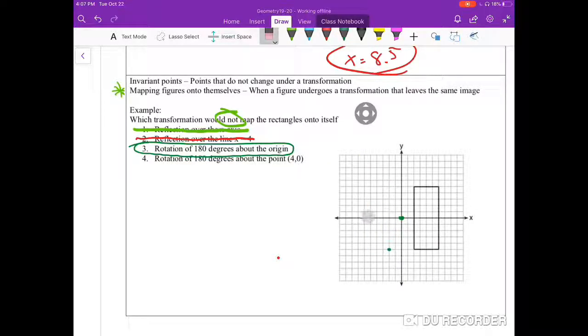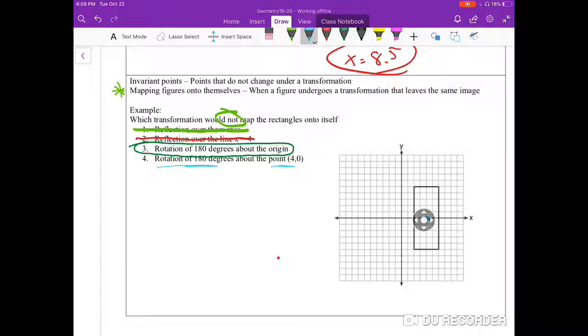Now, if we take a look at choice 4, just because we might as well look at it to make sure that we know what we're doing, rotation of 180 around the point (4, 0). Point (4, 0) is here. So think about flipping the paper upside down. If you flip this rectangle upside down around this center point here, the rectangle is not going to move. It's just going to kind of spin around in that same spot.